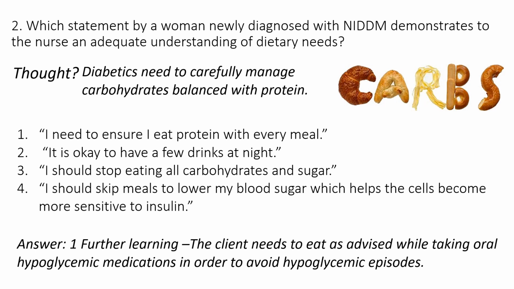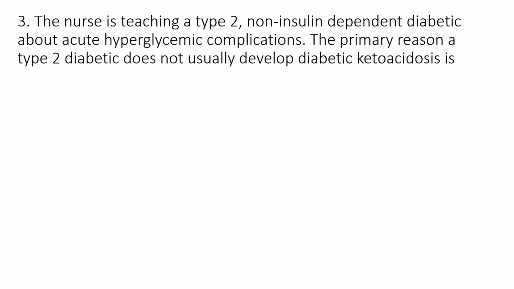So it's very important to eat as instructed for these people. Number 3, the nurse is teaching a type 2 non-insulin dependent diabetic about acute hyperglycemic complications. The primary reason a type 2 diabetic does not usually develop diabetic ketoacidosis is.